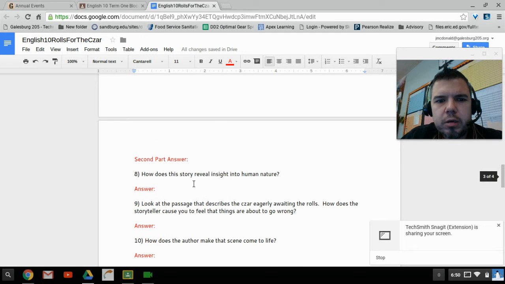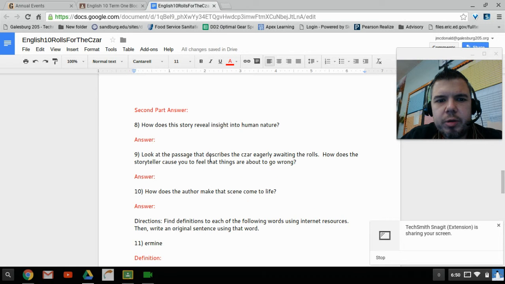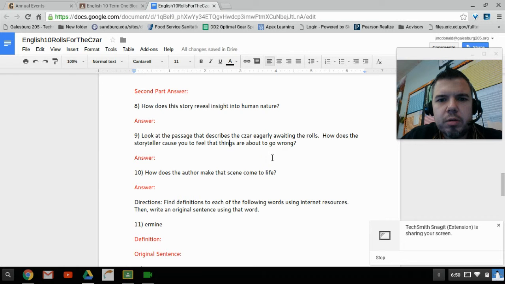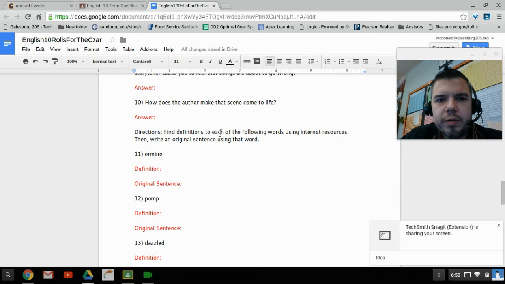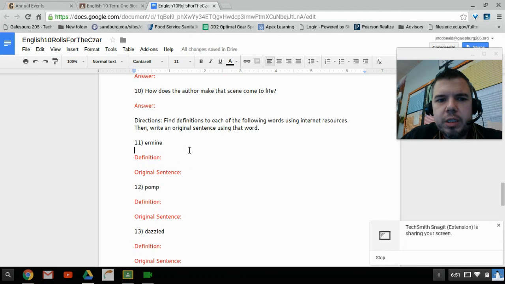Let's check something out here. How does the story reveal insight into human nature? Look at the passage that describes the Tsar eagerly awaiting the rolls. How does the storyteller cause you to feel that things go wrong? How does the author make the scene come to life? Find definitions of the words using internet resources, then write an original sentence using each word.